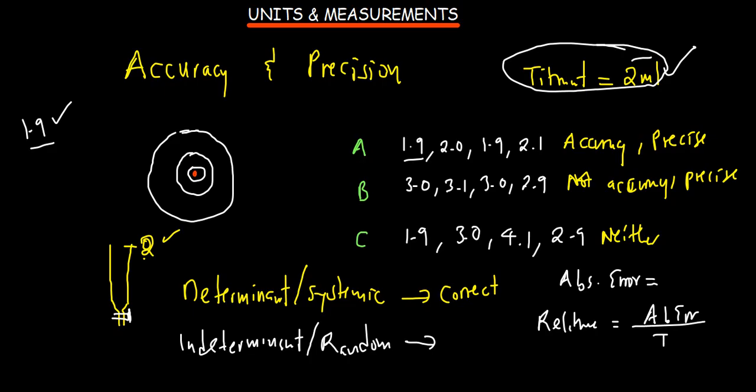Let's say, for example, if you subtract 1.9 from 2, you are going to find 0.1. So 0.1 is the absolute error. Therefore, the relative error is going to be 0.1 divided by the true value, which is 2. You can also find what we call the percentage error. Percentage error is just you getting the relative error and multiplying it by 100%. So these are the basics that you need to understand when it comes to units and measurements.